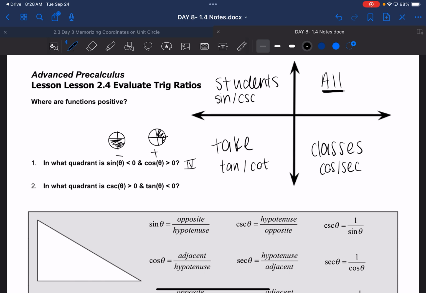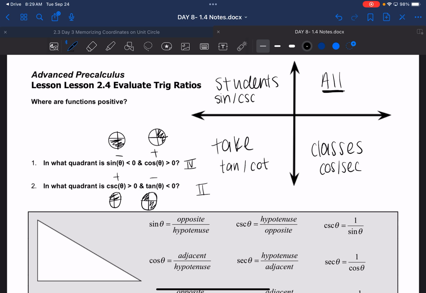Okay. Then number 2 says, in what quadrant is cosecant of theta greater than 0? So again, that means positive, while tangent is less than 0, which means negative. All right, so cosecant of theta. Where is cosecant positive? 1 and 2. Okay, so we're looking at the top 2. And where is tangent negative? 2 and 4, but 2 is the overlap. Good.